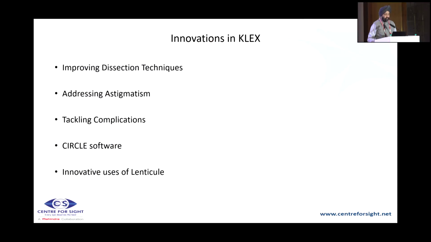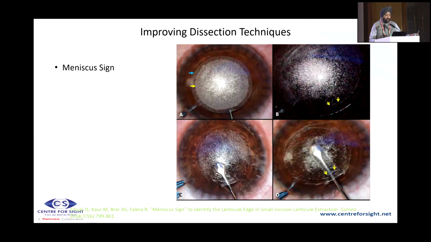Now, the first thing is, what are the innovations in lenticule extraction? These are what I am going to talk about. So first is the improvement in the dissection technique. Over the years, there are people who have described, so this has been described by Tityal and Manpreet et al., which is called the meniscus sign. So what exactly is the meniscus sign? When you are going in the posterior lip and you have already dissected the anterior lip, you get something like a lip.